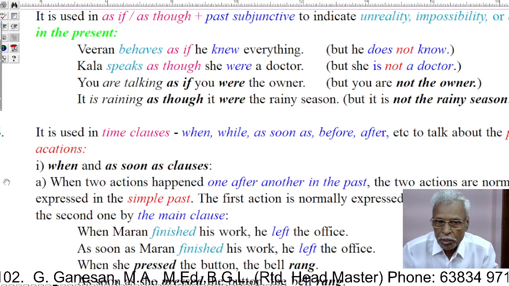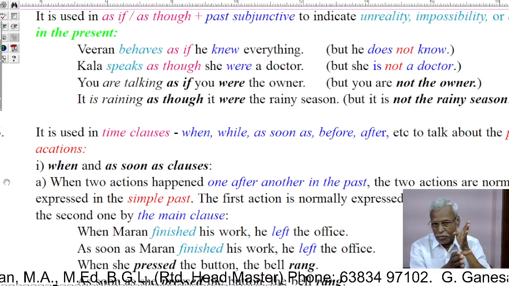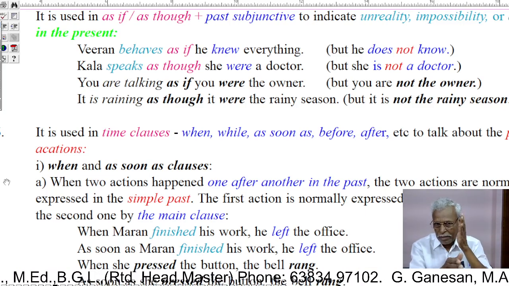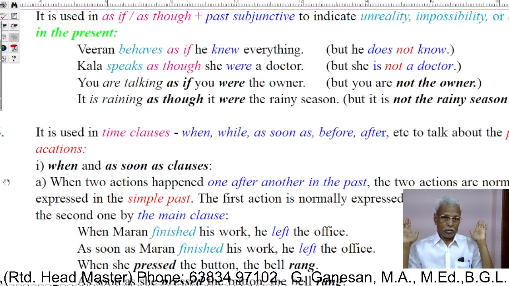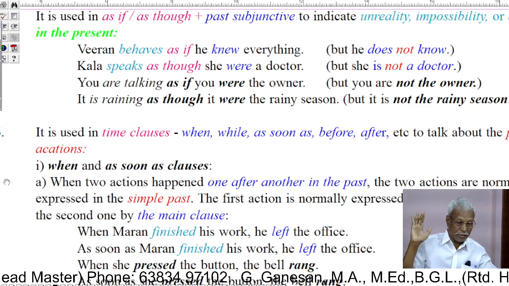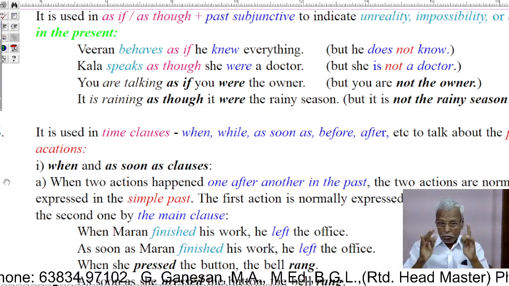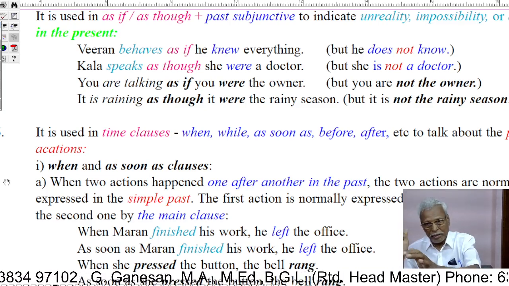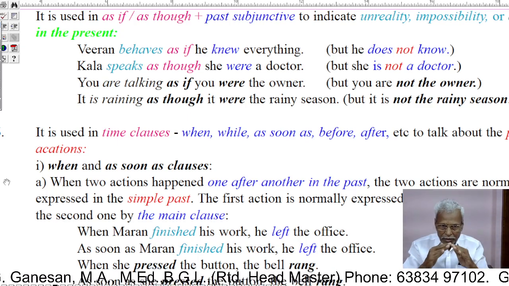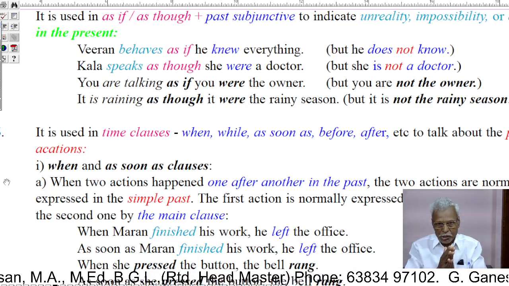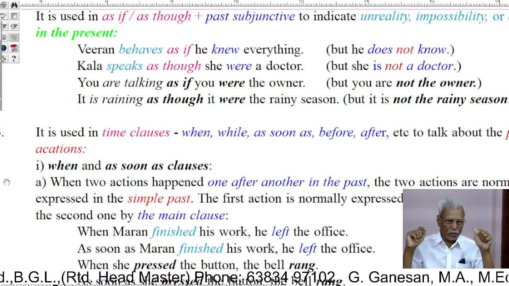Okay? Veeran behaves as if he knew everything. See, behaves is simple present. But after as if, we should use the simple past. As I told you in the class, the second type. Veeran behaves as if he knew everything, but he does not know everything. Kala speaks as though she were a doctor, but she is not a doctor. See, in this also, whether it is singular or plural.